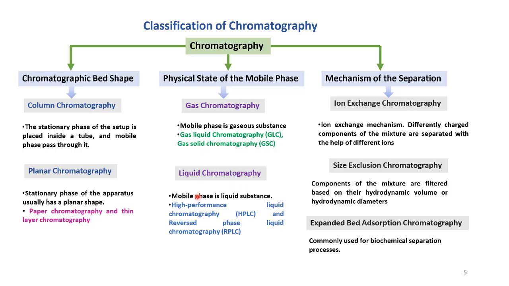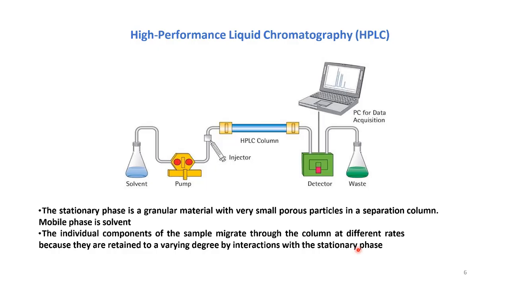Then we have liquid chromatography, which has the mobile phase as a liquid substance, so the sample is basically liquid. This includes high performance liquid chromatography, HPLC, and reversed phase liquid chromatography, RPLC. Then in ion exchange chromatography, we have the mechanism of ion exchange, in which differently charged components of the mixture are separated with the help of different ions. Then size exclusion: depending upon the size of the particles, their hydrodynamic diameter and hydrodynamic volume will be different, and that is how the components get separated. And then we have expanded bed adsorption chromatography, which is commonly used for biochemical separation processes. So starting with the most important one, that is high performance liquid chromatography.